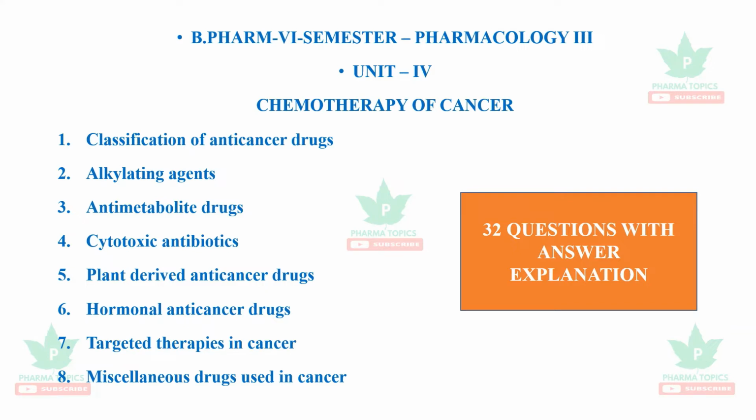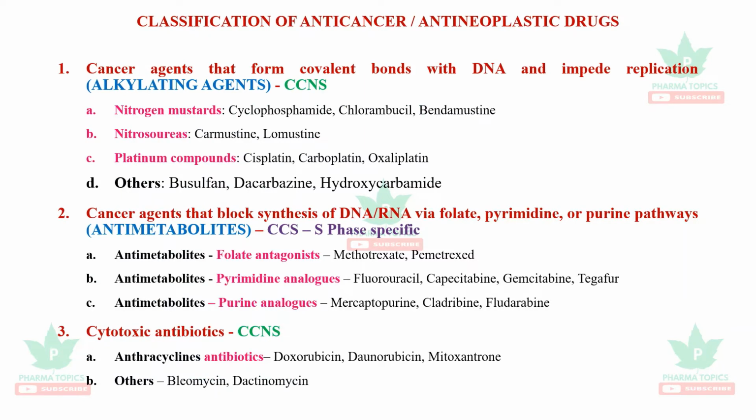It contains 8 subdivisions: classification of anti-cancer drugs, alkylating agents, antimetabolite drugs, cytotoxic antibiotics, plant-derived anti-cancer drugs, hormonal anti-cancer drugs, targeted therapies in cancer, and miscellaneous drugs which are used in cancer. We are going to deal with 32 questions, probable questions with answer explanations in this section. Let us see the first question.